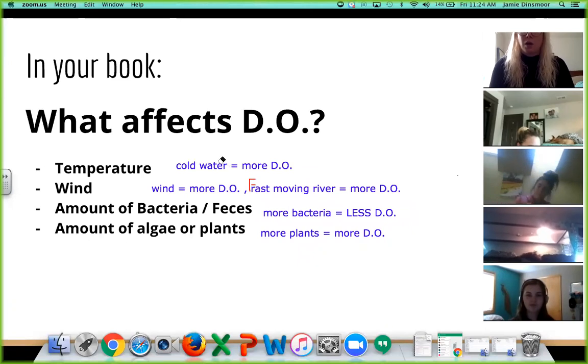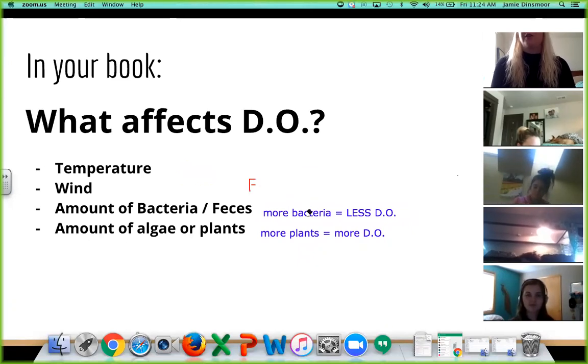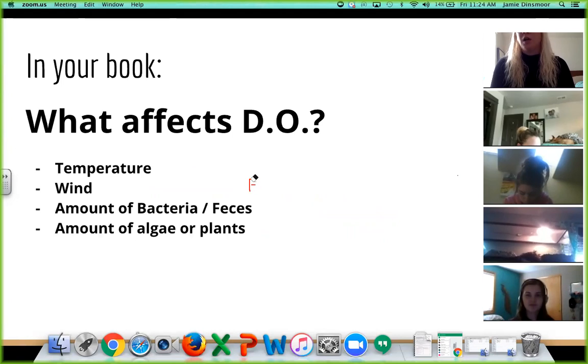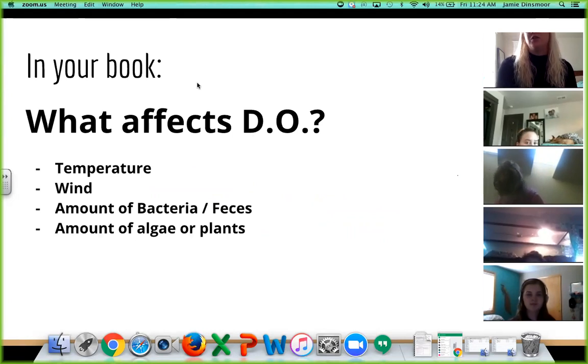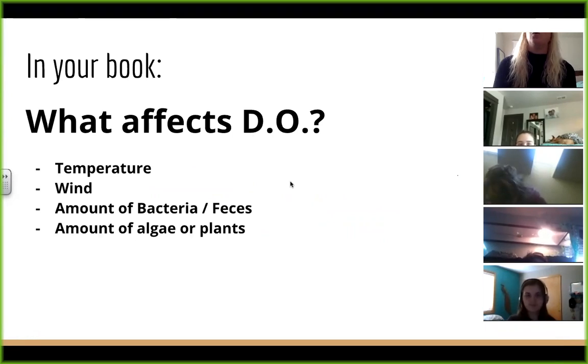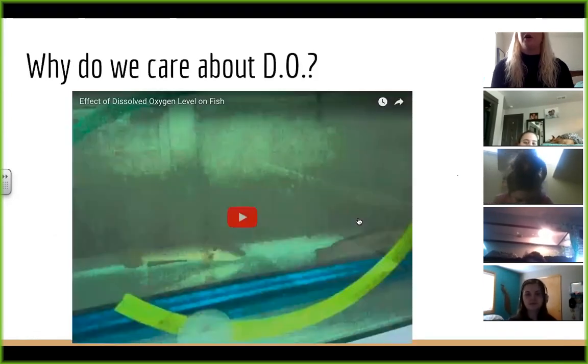So those are the factors that influence dissolved oxygen. Dissolved oxygen is one of the only factors really that changes pretty drastically, because as you can tell, there's a ton of stuff that can affect it. So why do we care about dissolved oxygen?